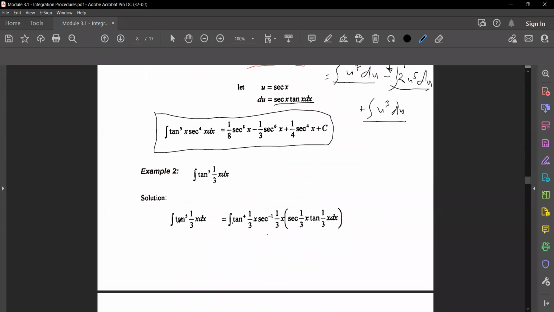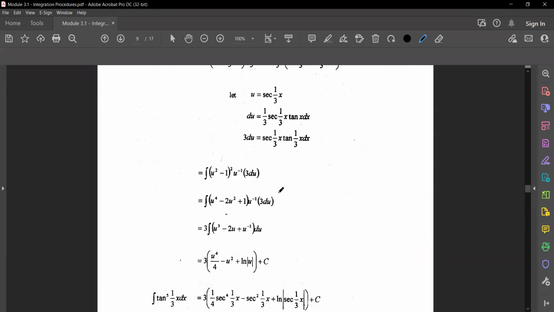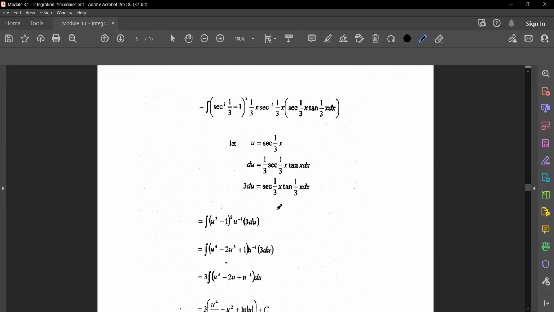So the same goes with example number 2. So the same lang yan. Medyo mahaba to eh. So more on simplification lang to sa baba. So just don't forget your general formula for integration, kasi gagamitin mo siya dito.